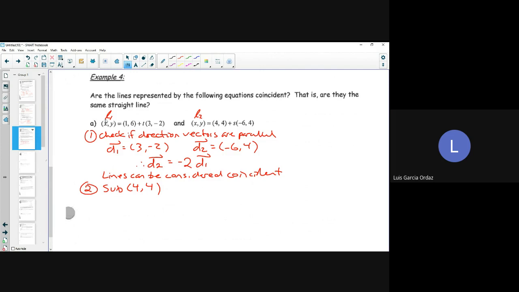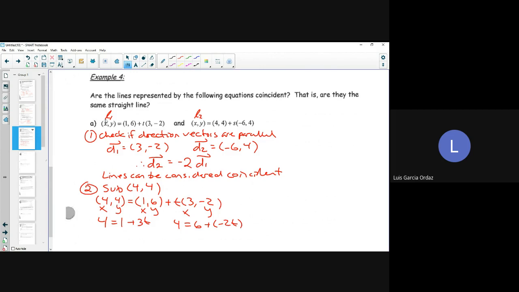Because I have xy on the left side, I get (4, 4) is equal to (1, 6) plus t times (3, -2). If the point (4, 4) lies on line 1, then I can say with confidence and prove that these lines are coincident and lie on the same straight line. So again, we take our x's and come up with an equation: 4 is equal to 1 plus 3t. Then I take my y's and get 4 is equal to 6 plus -2t.